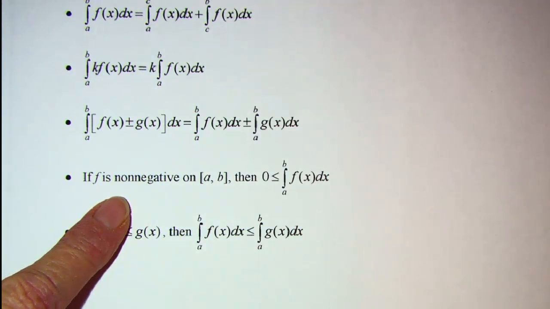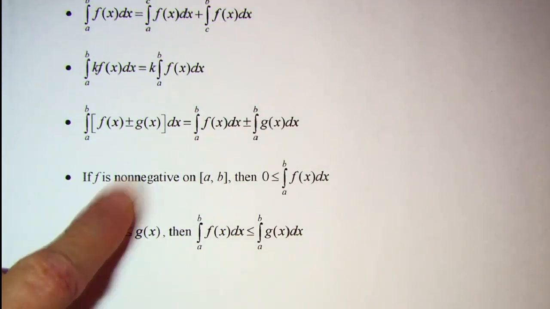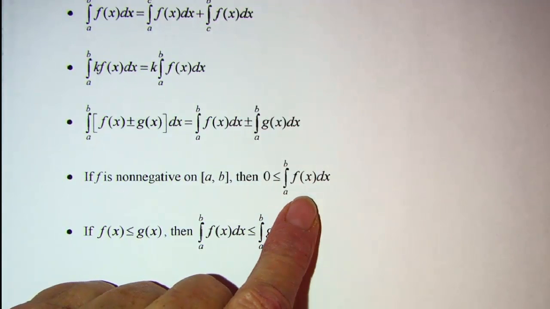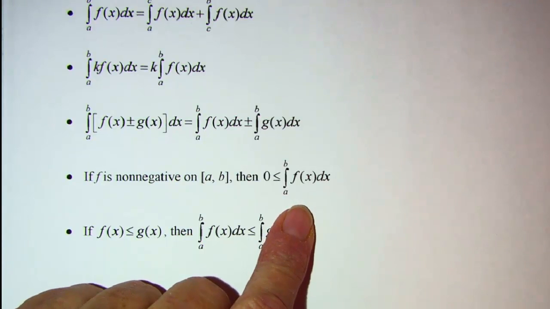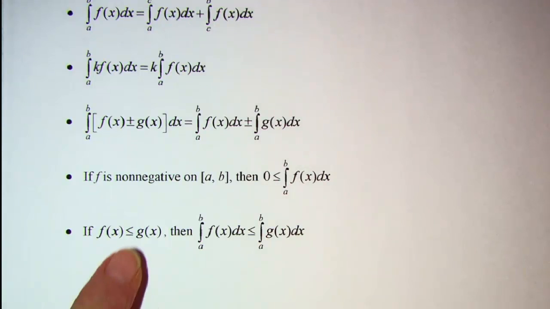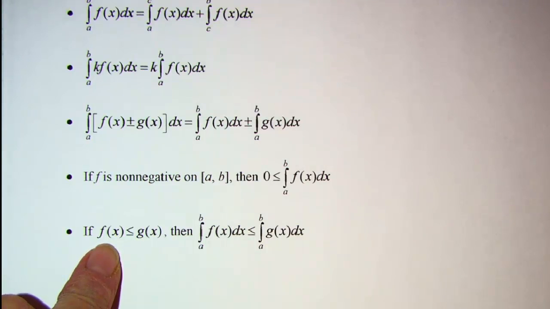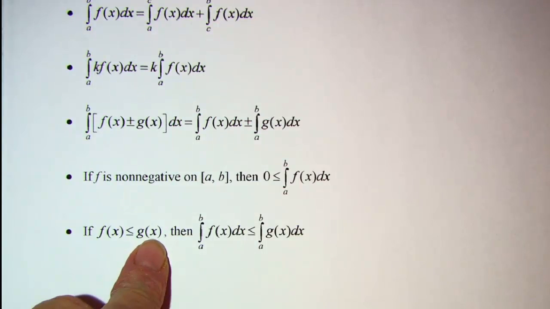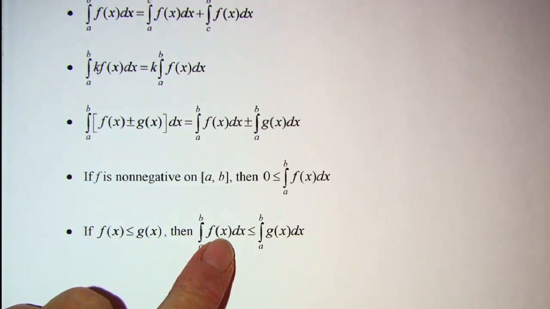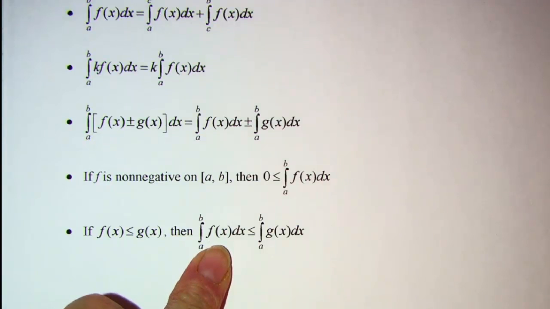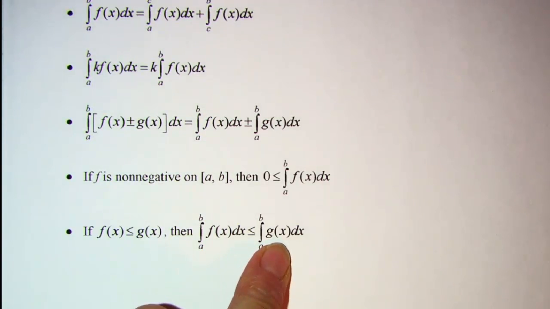This one just says that if f is a non-negative function, then the area under the curve has to be more than or equal to 0. And then this property says if f is less than g, in other words, if the graph of f is below the graph of g, then the area under the graph of f will be less than the area under the graph of g.